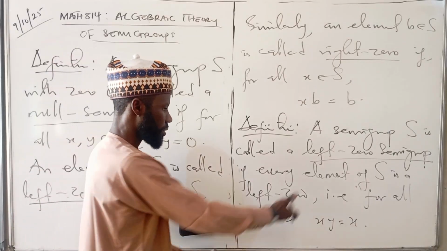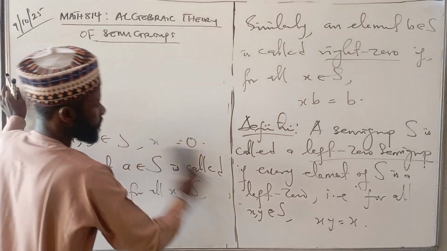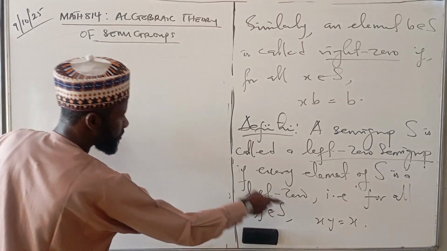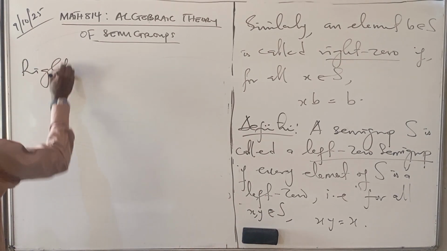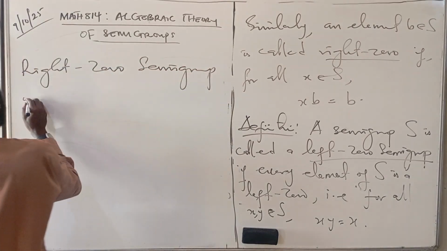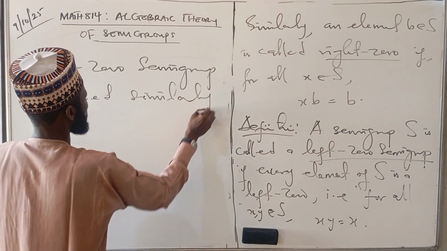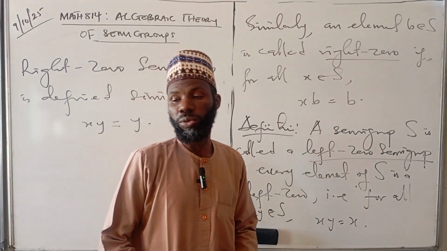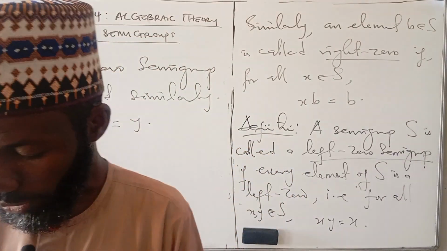We will encounter semigroups like this, where the product always gives us the leftmost element. And the right 0 semigroup is defined similarly. That is, anytime you multiply, you get the rightmost element: a right 0 semigroup. I hope it's okay. Okay? Alright.